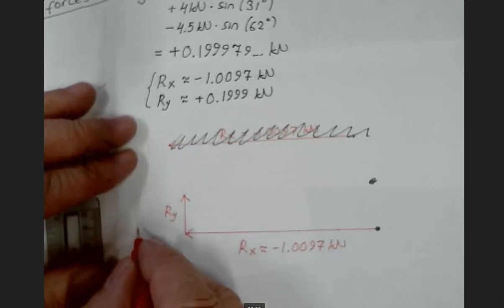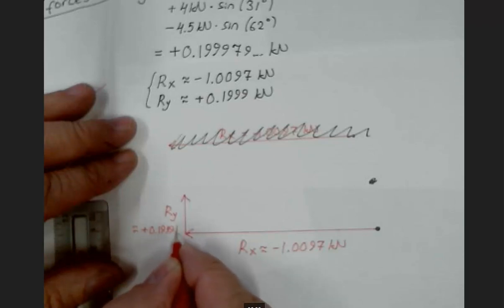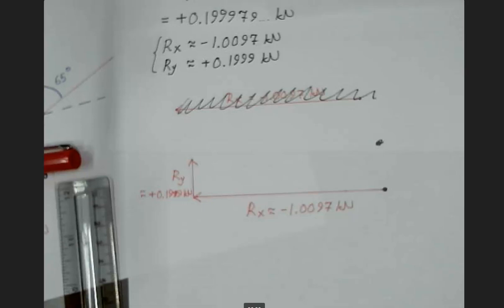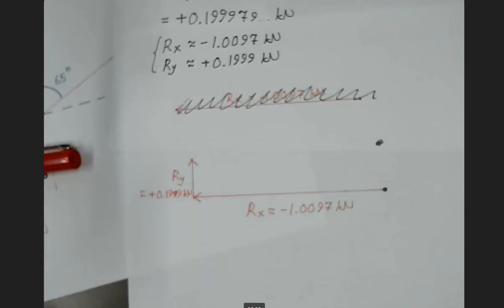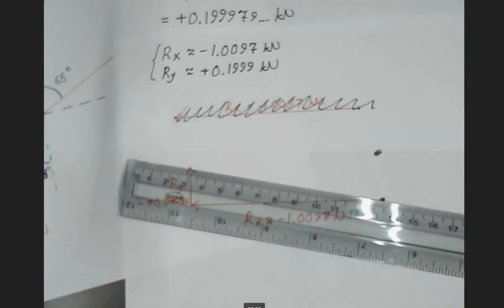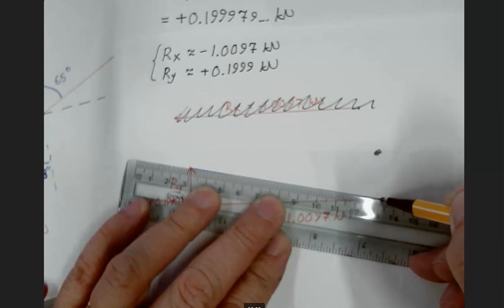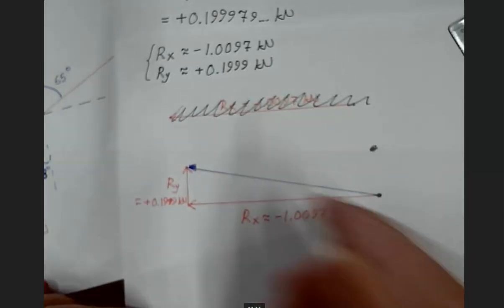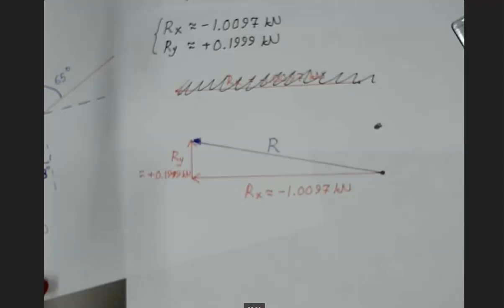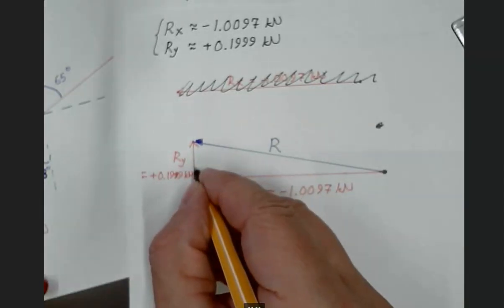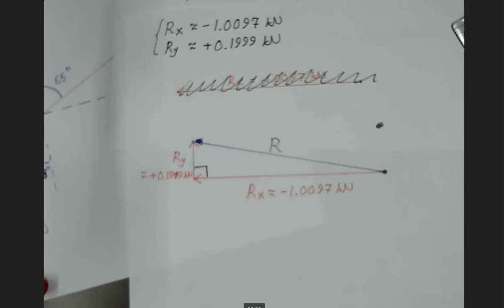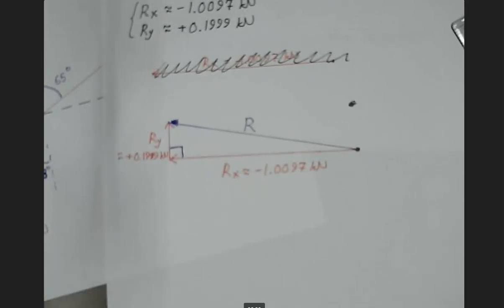This is Ry, this is plus 0.1999, and the resultant force, we can think that this is a hypotenuse of this triangle we are drawing here, so this will be the resultant force, and this is R. And we are having here a rectangular triangle or right angle triangle, and as you see, we can calculate the length of that R vector, that resultant vector, with the help of Pythagoras.